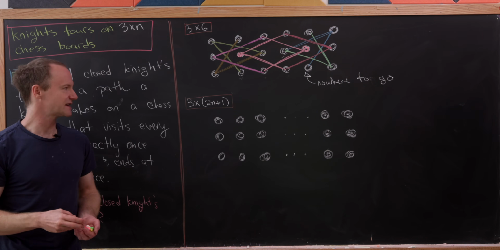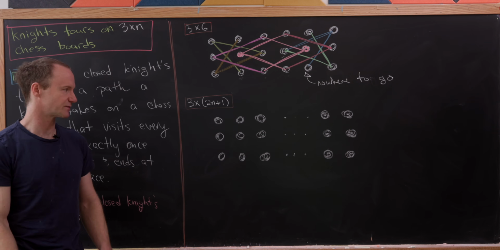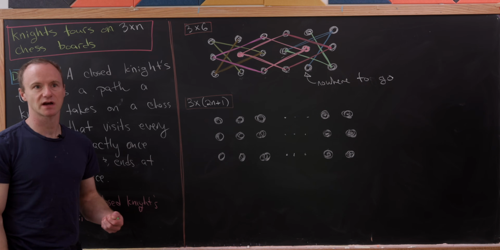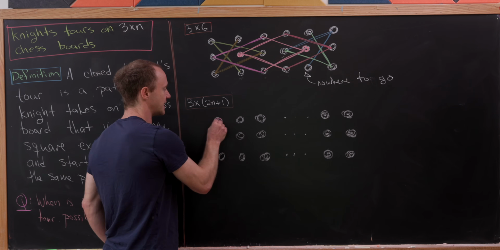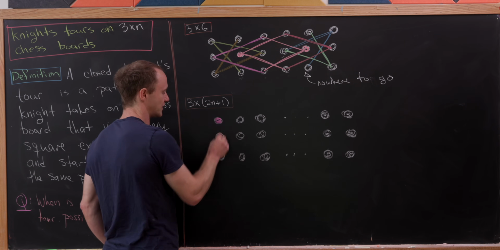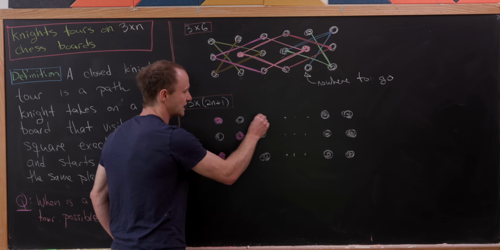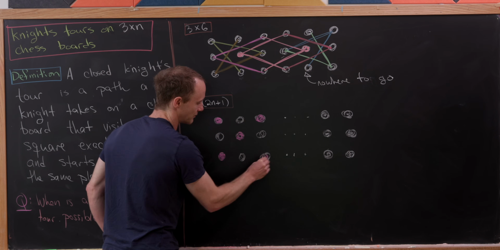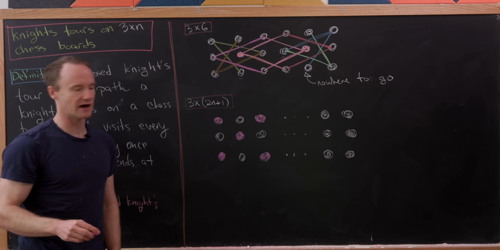And now let's look at this case of a 3x(2n+1), so a 3x odd chessboard. So here we're going to use a little bit different of an argument. So what I'll do is I'll color each of the vertices in some sort of alternating manner. So I'm going to use magenta and blue. And so it's going to be alternating just like a chessboard might look like. So we've got something like this over here on the left.